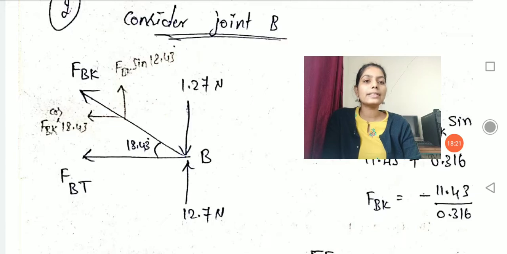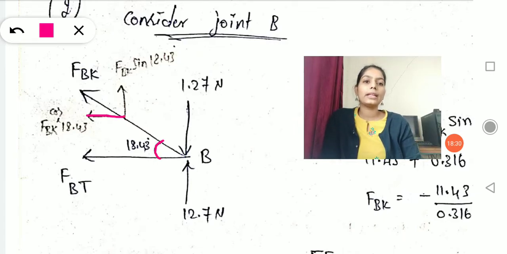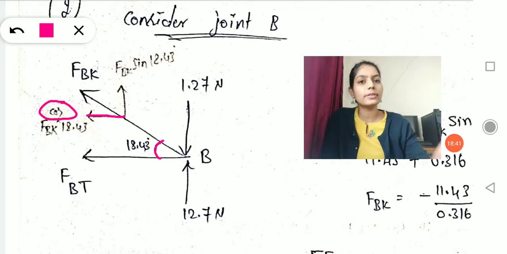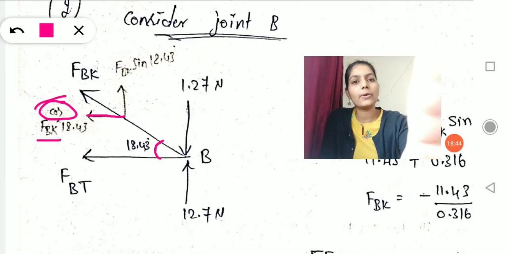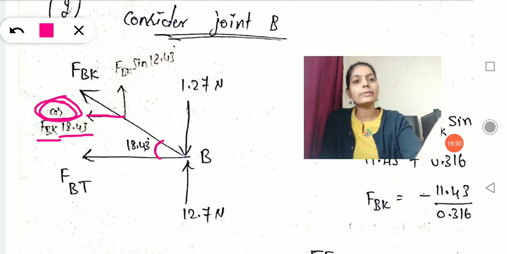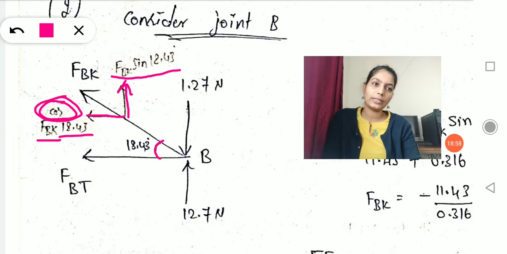Yes. Now on the side of force means what? See here, the force which is acting on the side of angle 18.43, that I will take as cos theta. So my force will be force BK into cos theta, right? Now same in this vertical direction, my force will be force BK into sine theta.